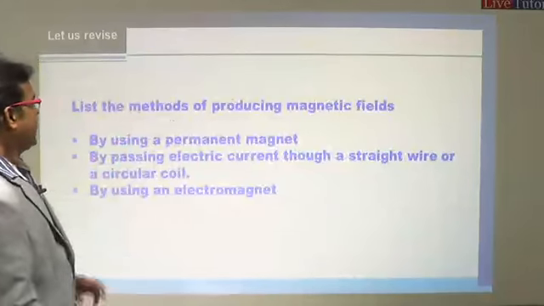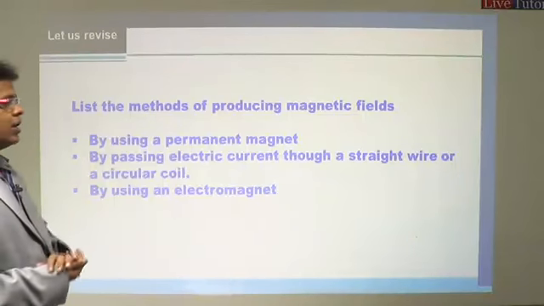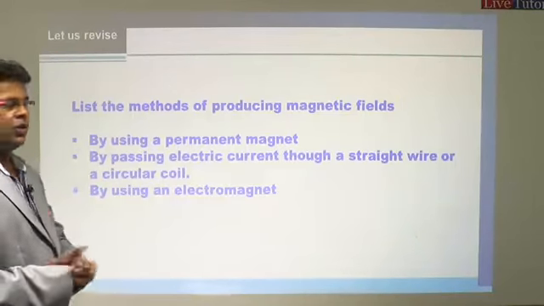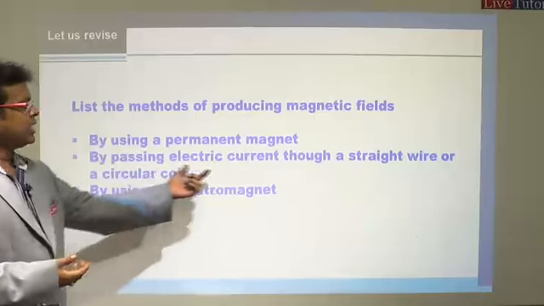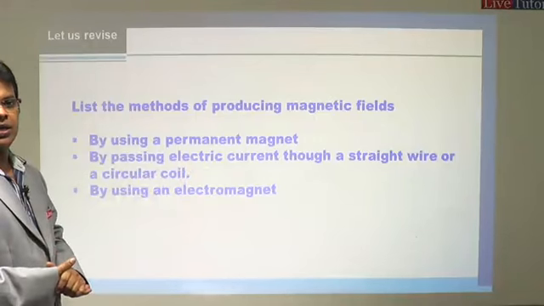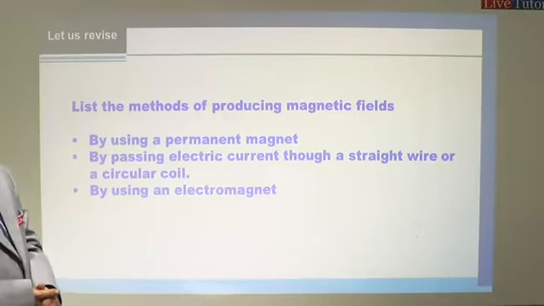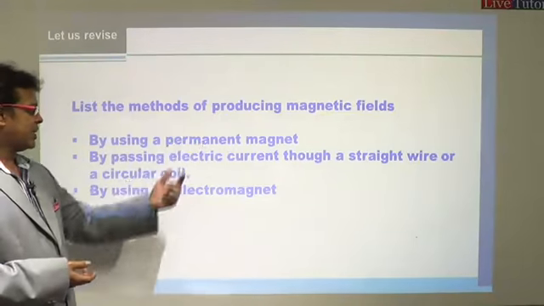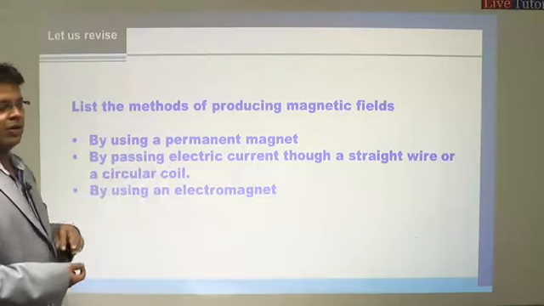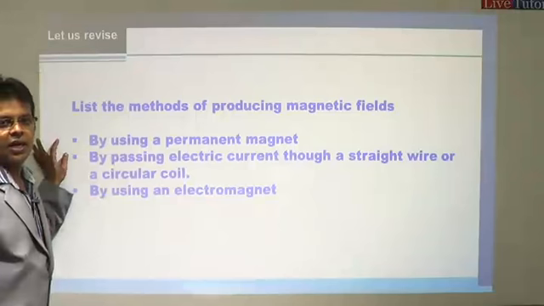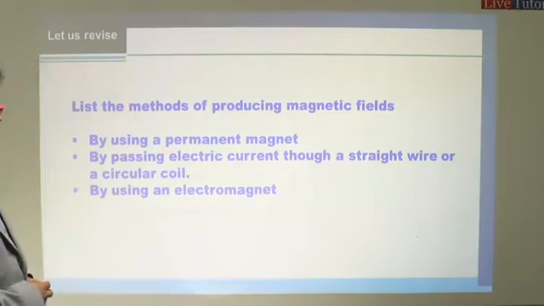Okay, the next one: list the methods of producing magnetic fields. How to produce magnetic fields? What are the different methods? We know that by using a permanent magnet we can produce a magnetic field. By passing electric current through a straight wire or a circular coil, we can produce a magnetic field. Or by using an electromagnet also we can produce a magnetic field. So, permanent magnet, electromagnet, or passing electric current through a straight wire or circular coil, all 3 will produce magnetic fields. This is another 3-mark question.